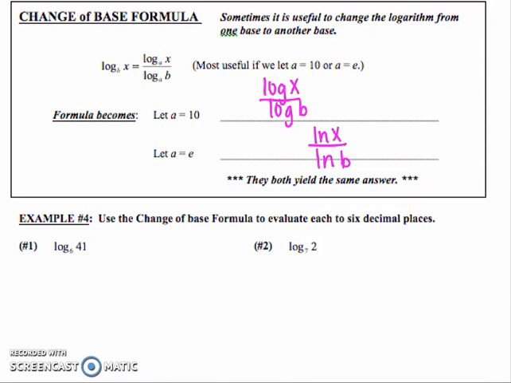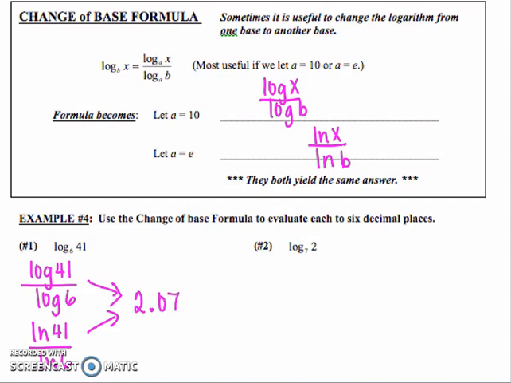In example 1, we have log base 6 of 41. So if I use the change of base formula and I use a log base 10, then I would write this as log 41 divided by log 6. If I used a log base e, I would write this as ln 41 divided by ln 6. Either way, you grab your calculator, and both of these give you the same answer when you type it in, which is 2.0726. We often like to go out 4 decimal places when we're approximating logs.